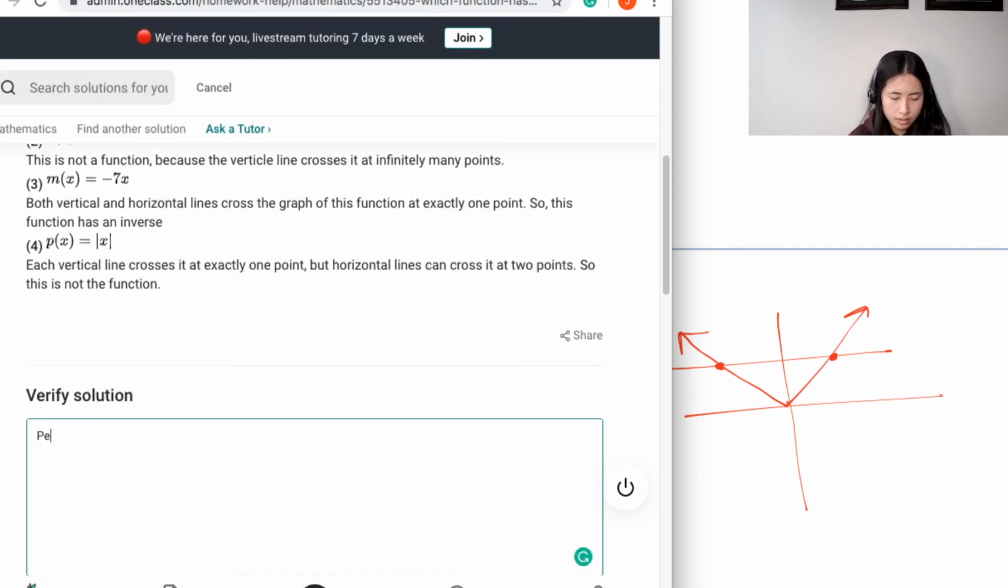Perfect solution and answer. Okay, that's it.